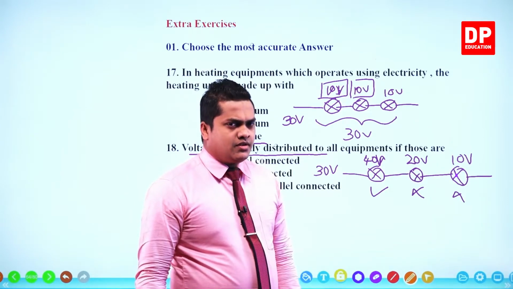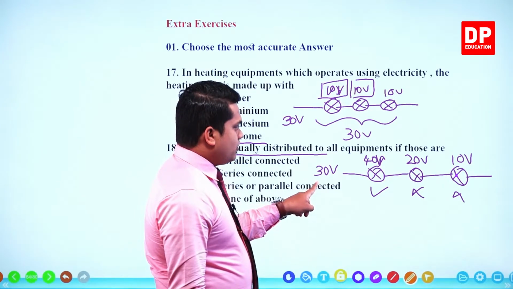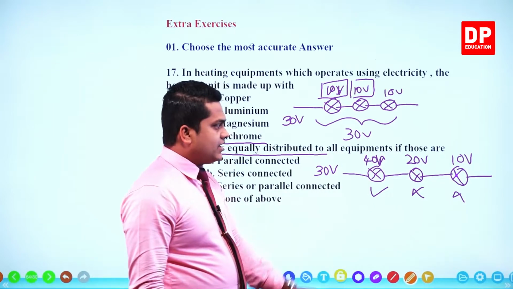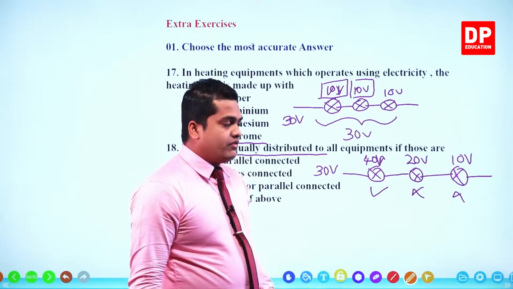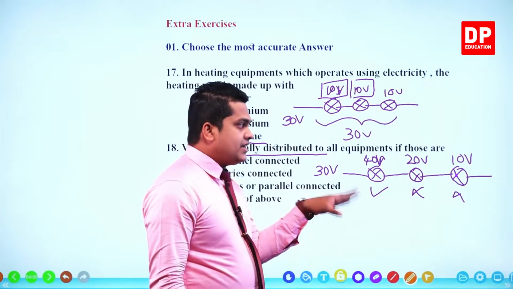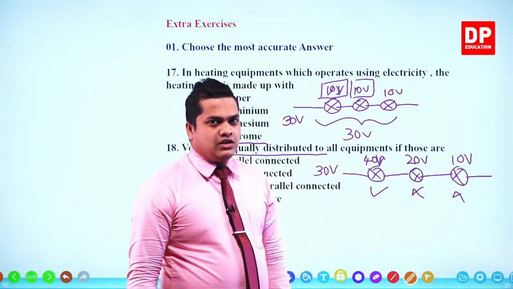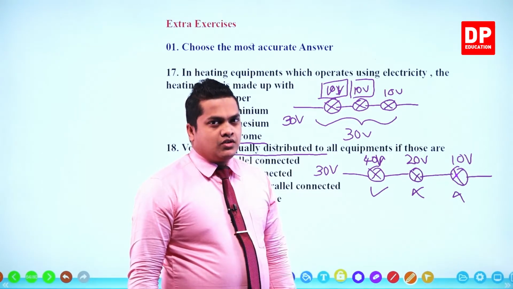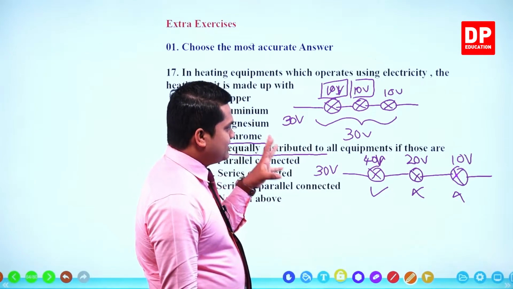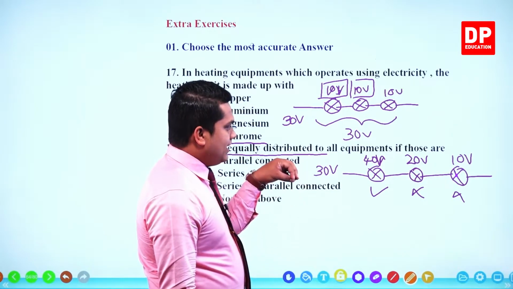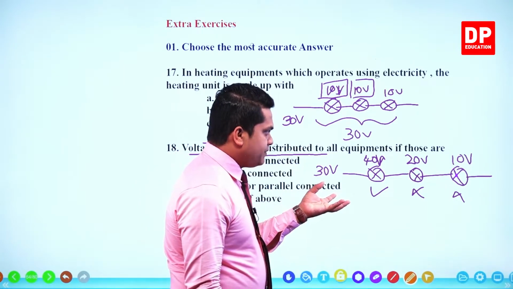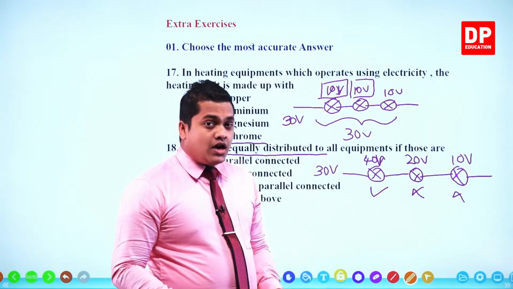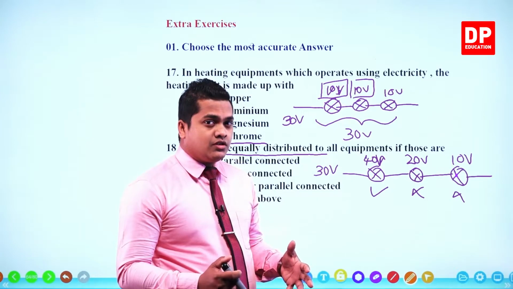What is the reason for that? Because when you provide 30 volts to these, here 40, here 20, here 10, altogether there should be 70 volts. But you are providing 30. So the voltage is getting divided among them, but not equally. Not equally at all, in different levels. So here they are not mentioning whether these equipments are identical in all aspects or not. So in that case, we can't take the series connection.